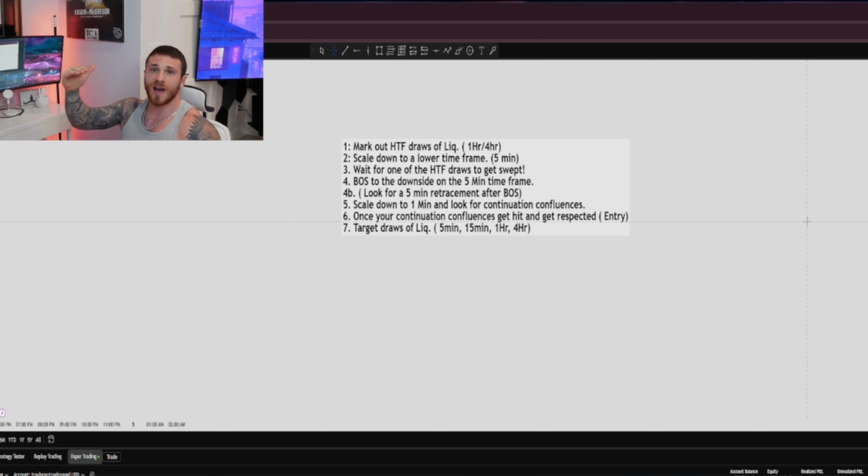If we get that 5-minute break of structure and you don't want to wait for the retracement, it's totally up to you. You're going to go back and backtest this stuff before you just put it into the live markets. But you can look for a 5-minute break of structure, scale down to the 1-minute time frame, and look for your continuation confluences. Once your continuation confluences get hit and respected, then that'll be your entry. You target the draws on liquidity like 5-minute, 15-minute, 1 hour, and 4-hour.